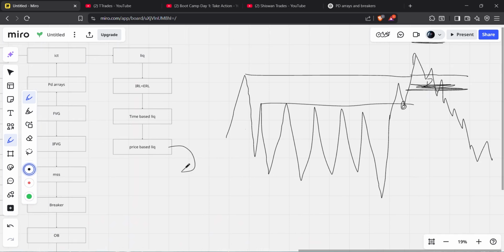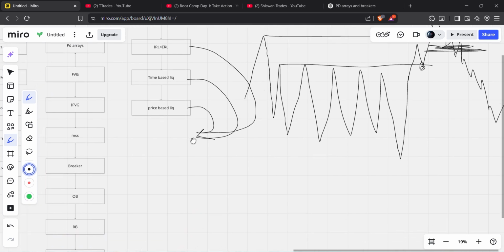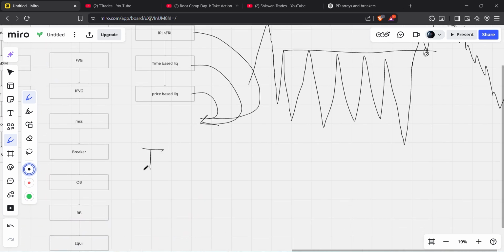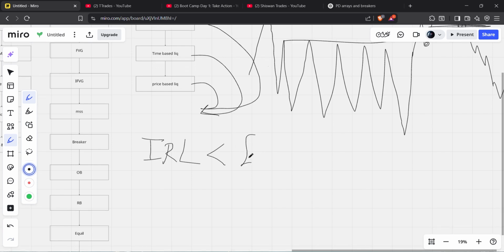So what are the types of liquidity that we have? We have price-based liquidity, time-based liquidity, and internal and external liquidity. Internal and external are maybe the simplest among them. Wait, no, actually time-based is simpler, but let's start with that.